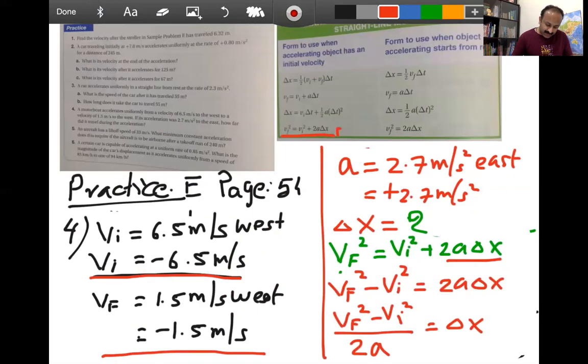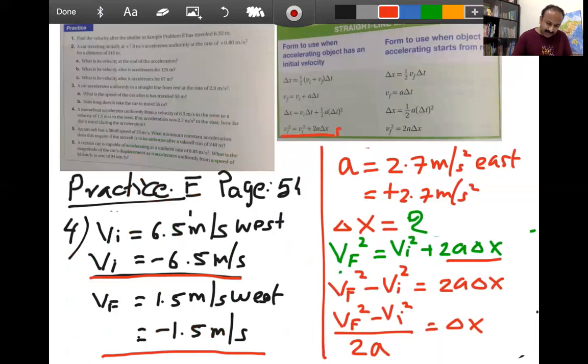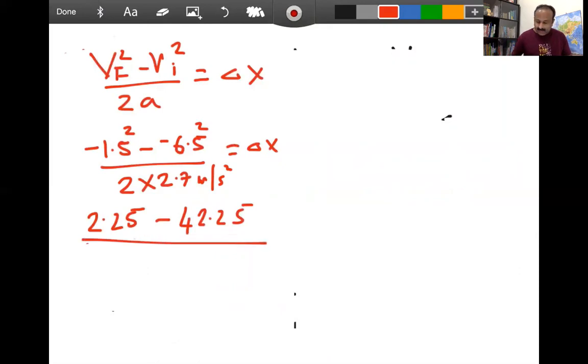So what was your VF? Your VF was minus 1.5 and VI is minus 6.5. So that is minus 1.5 squared minus minus 6.5 squared, divided by 2 times, what was the value of A? A is plus 2.7 meters per second squared. This is the value of delta x. And now minus 1.5 squared will become plus, okay? So 1.5 squared is 2.25. So this is 2.25 minus 6.5 squared is 42.25, divided by 2 times 2.7 is 5.4. So this is the value of delta x.